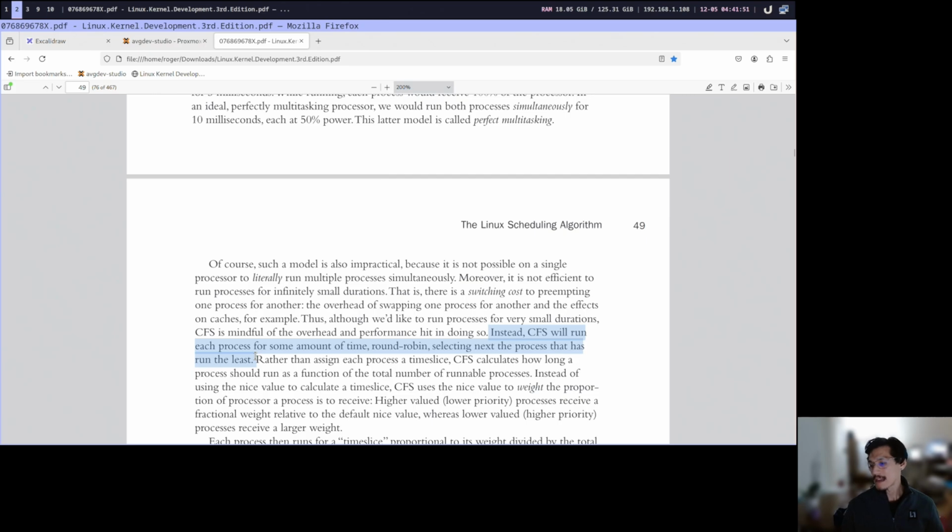So the next process that gets chosen in CFS scheduling is going to be the process that has run the least time so far. Got it.